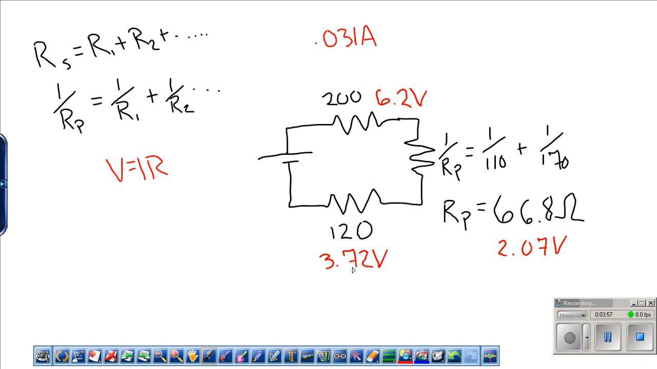Just for the fun of it, go and add all 3 of those up. 6.2 plus 2.07 plus 3.72. You know what that equals? 12 volts. Cool result, huh? So we have our 12 volt source over here with this battery, and all the voltage drops across here are going to add up to the voltage that was supplied. Good thing to know. Okay, so now we've got voltages and resistances and current for quite a few of these resistors.